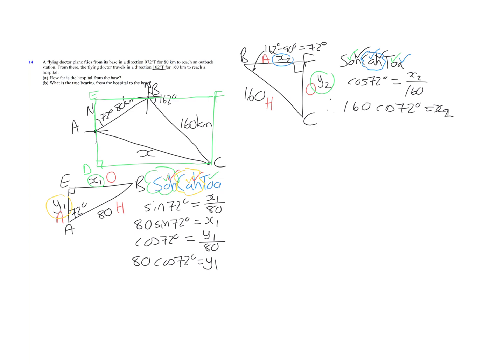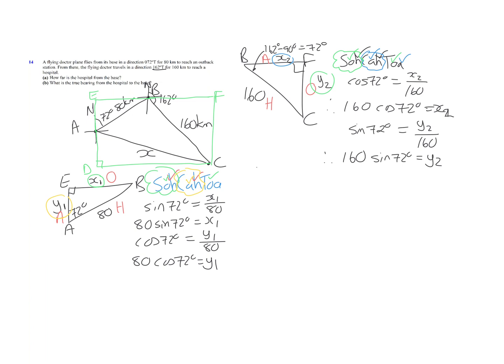Thus I can use sine. So I can write sine 72 degrees equals opposite y2 over hypotenuse, which is 160. Backtrack by multiplying by 160. Thus you get 160 times sine 72 degrees gives you y2. Good. Now I can finally get to triangle ADC.